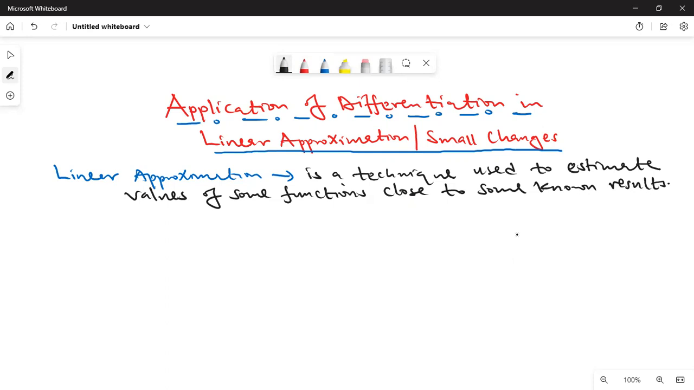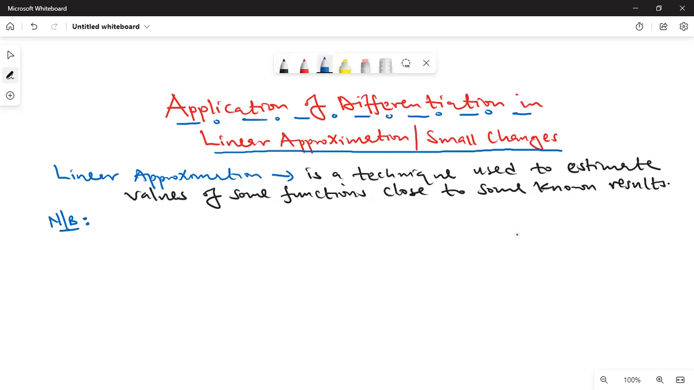So you know how to find the equation of a tangent line and normal line at any given point. So that's what you're going to use to derive the formula for linear approximation. So I want us to take note.